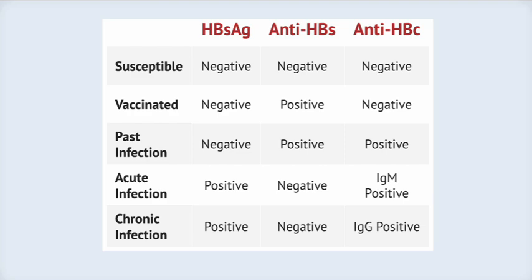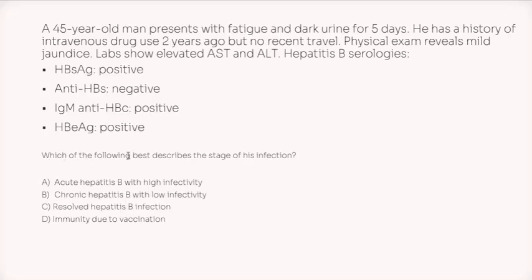So now, let's go to our question. Which of the following best describes the stage of his infection? A 45-year-old male presents with fatigue and dark urine for 5 days. He has a history of IV drug use for 2 years and no recent travel. Physical exam reveals jaundice. Labs show elevated AST and ALT. Hepatitis B serology shows HBsAg positive, anti-HBs negative, IgM anti-HBc positive, and HBeAg positive.